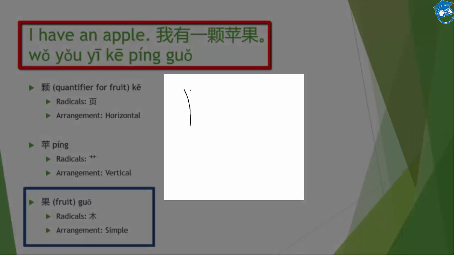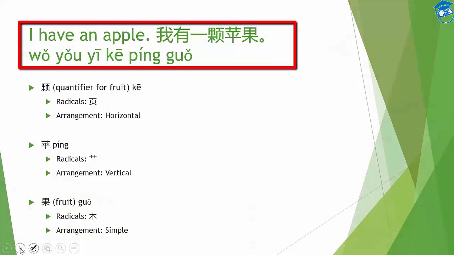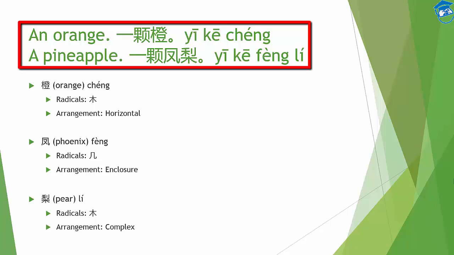1, 2, 3, 4, 5, 6, 7, 8. 果. Okay? So here are the other examples that use 颗 as quantifier. So here they are just fruits.